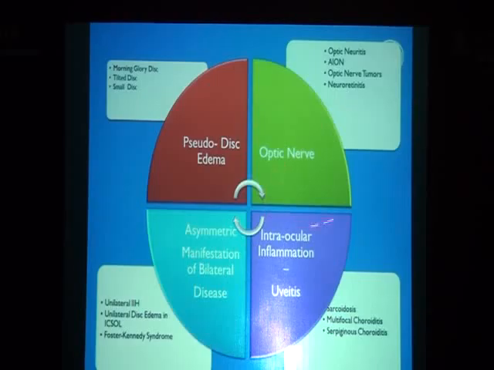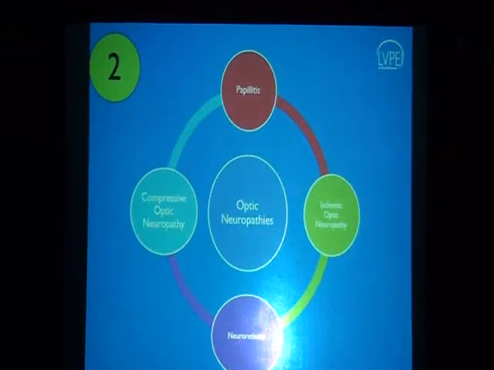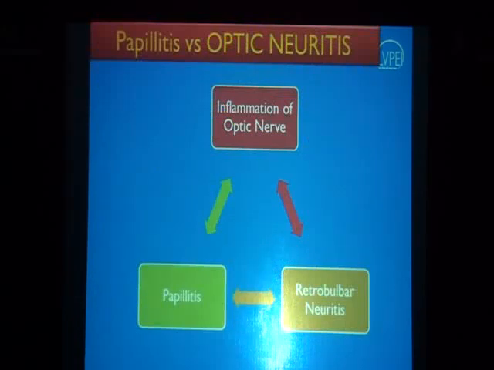So we'll be concentrating mainly on optic neuropathies and we'll discuss the others in brief. The 4 major optic neuropathies that are likely to cause unilateral disc edema are papillitis, ischemic optic neuropathy, neuroretinitis, and a compressive optic neuropathy. We'll begin with papillitis. Papillitis is actually one of the forms of optic neuritis, which includes inflammation of the optic nerve head, which is called papillitis, or if it is behind the optic nerve, it is called retrobulbar neuritis.